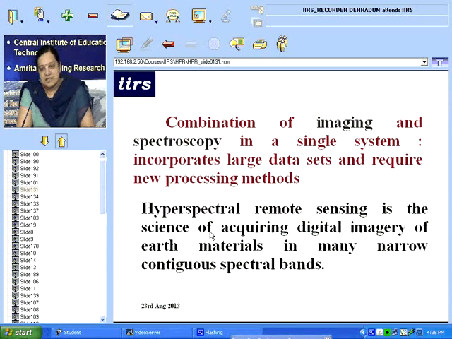It's a science of acquiring digital imagery of the Earth material in narrow contiguous spectral bands. So here you should note down there are two things: narrowness of the sampling interval and contiguity of the spectral band. That means it should be contiguous in nature. It should not be discrete, with gaps in between.